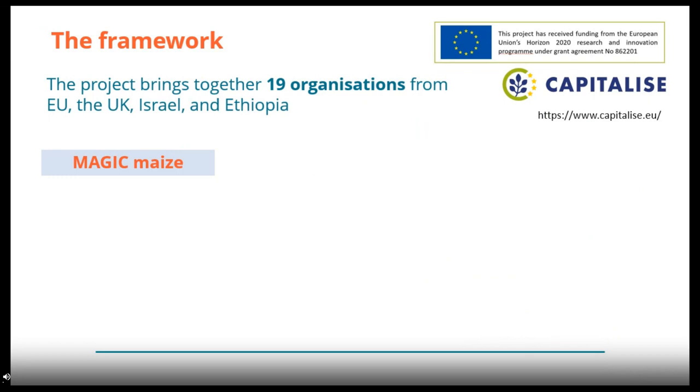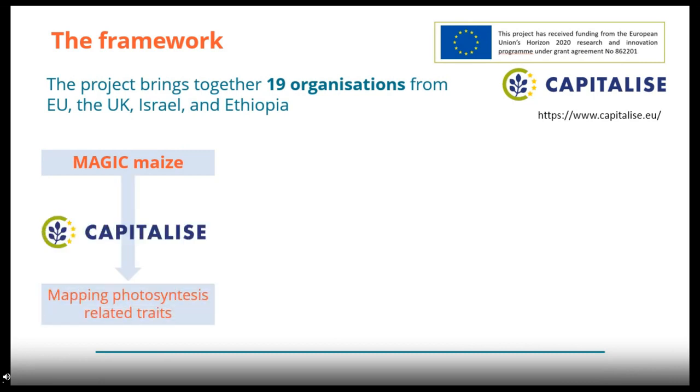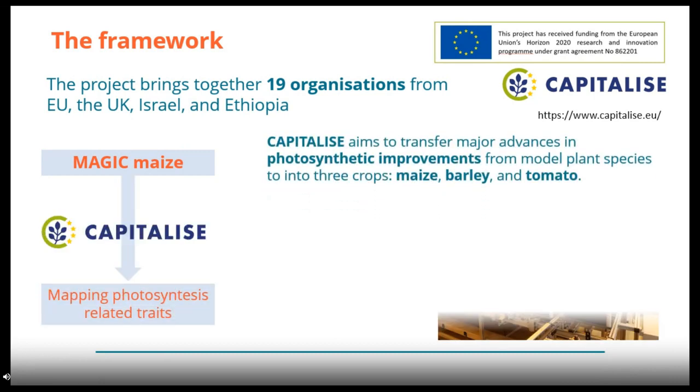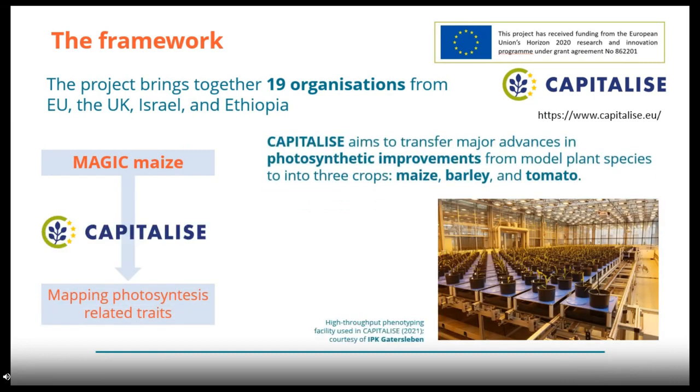Now we are using our MAGIC maize population within the framework of Capitalize. This is a Horizon 2020 funded project, and we're dealing with photosynthesis related traits. So we want to map photosynthesis related traits in 3 main crops: maize, barley, and tomato. To do so, we are using high throughput phenotyping facilities, as you can see in the picture. This is actually our MAGIC maize population being phenotyped at IPK Gatersleben.